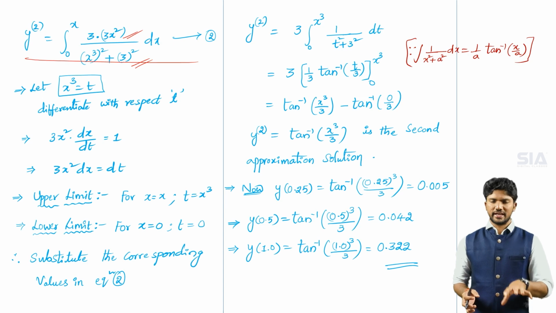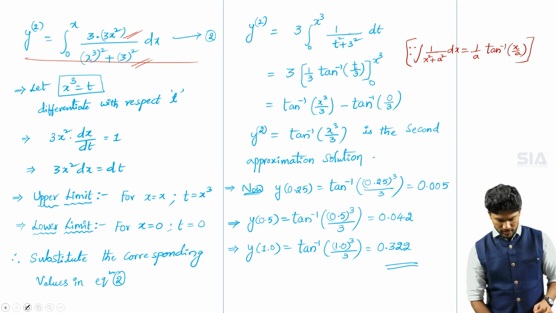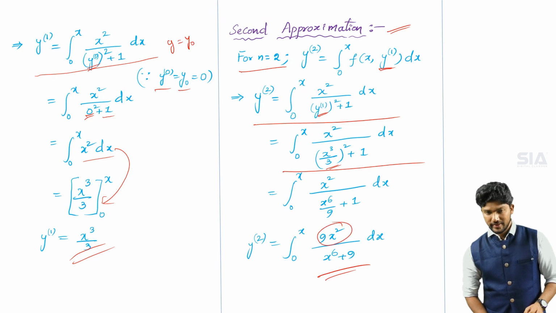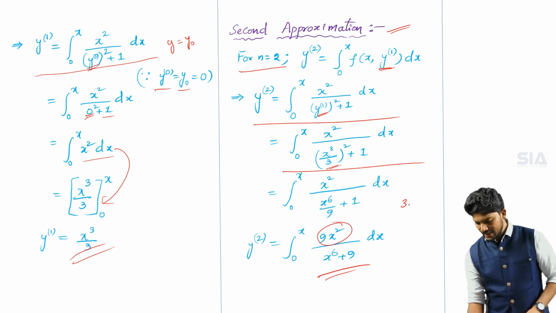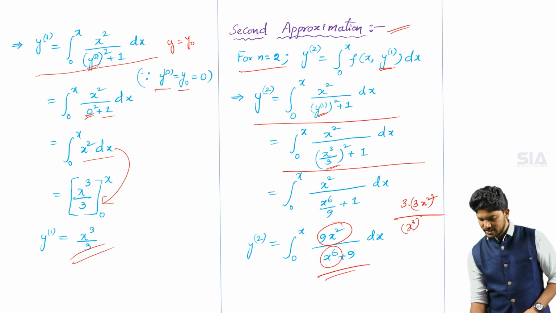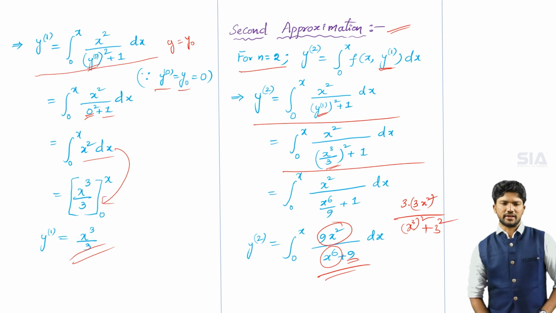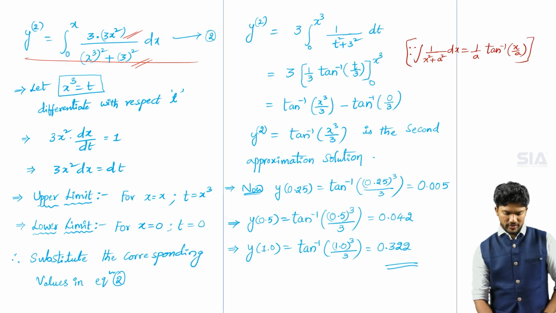Here we are applying integration. To get that integration formula, we are doing this function. Here you have 9x square; that 9 we are writing as 3 into 3x square, plus this x power 6 we are writing as (x cube) whole square, plus this 9 we are writing as 3 square.